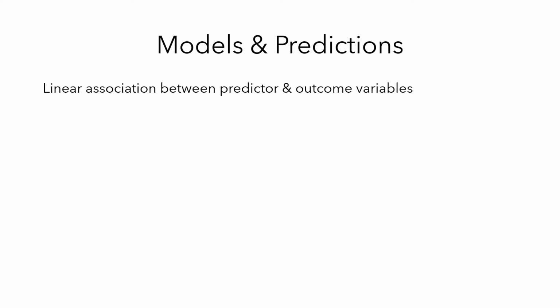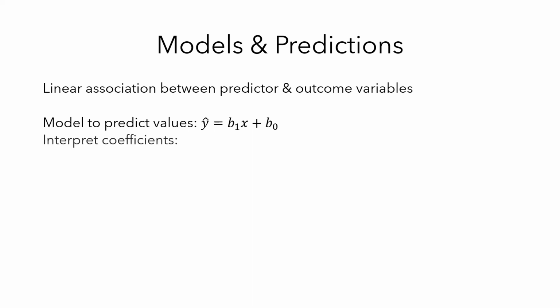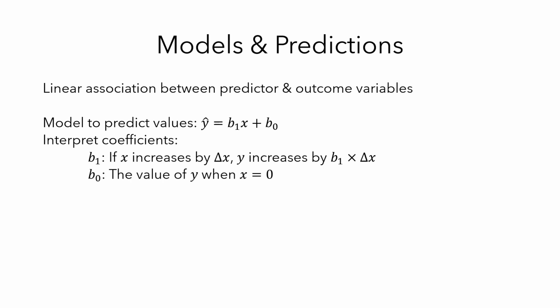In this video, you saw how to create models to make predictions about data values. Our methods only work when there is a linear association between the predictor and outcome variables. We created a model to predict the values of the outcome variable, y, using the predictor variable, x. Our predictions weren't perfect, so we labeled the predicted values y hat. We interpreted the meaning of the coefficients, specifically the slope, b1, told us that if x increases by delta x, then y increases by b1 times delta x. And the intercept, b0, is the value of y when x is equal to 0.